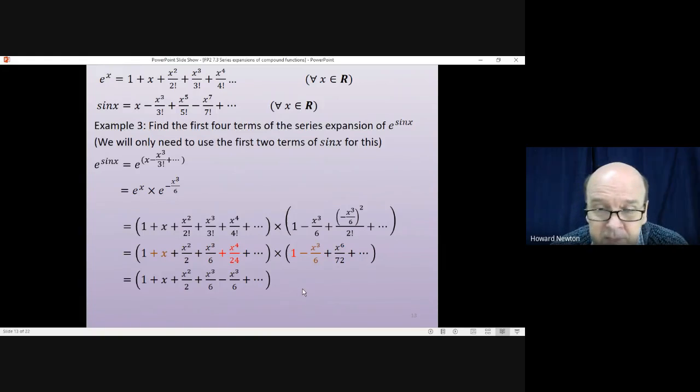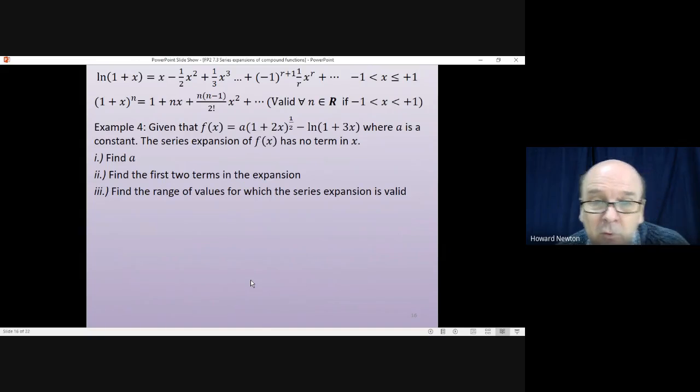Both of those will give me terms in x to the 4, plus x to the 4 over 24 and minus x to the 4 over 6. So tidying all of that up, the terms in x cubed cancel, and the terms in x to the 4 simplify to this. So the first 4 terms of the series expansion of e to the sine x are 1 plus x squared over 2 minus x to the power of 4 over 8.